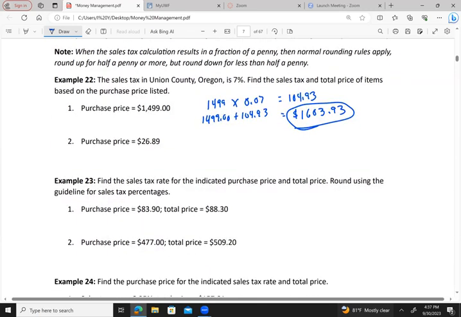Okay, our purchase price is $26.89. So $26.89 times our 7% in decimal form gives us a sales tax of, we'll round down to, $1.88. We'll add $1.88 to this, and 28.77 is the total price.